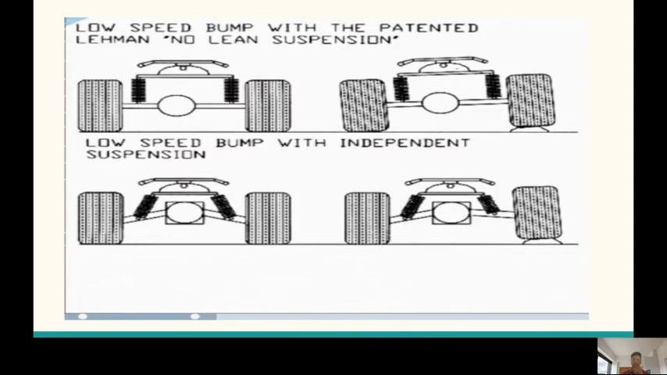So as I explained before, the upper one is the non-independent suspension. As you can see here, when the wheel hits a bump, the other side of the car tilts a bit downwards. But in the case of independent suspension, when the car hits a bump, the other side stays where it is. Only the side which is going over the bump moves up.